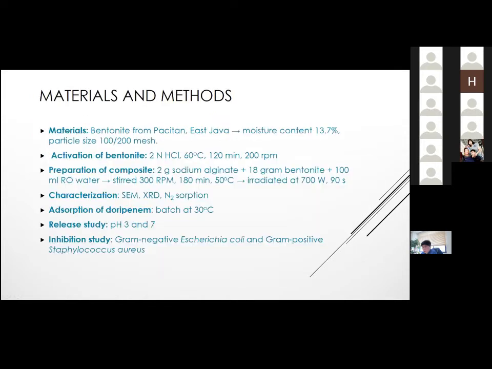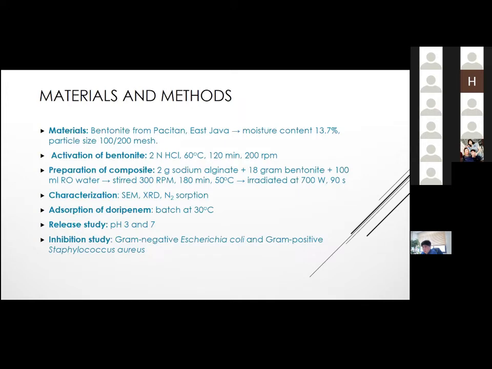Okay, so in our preliminary work, we try to see the release profile of the doripenem after we load it into the bentonite, which is modified by alginate. So in this work, we are using the local bentonite from Indonesia, and then we activate it with the hydrochloric acid. And also we do the characterization to see the effect of the sodium alginate modification to the clay.